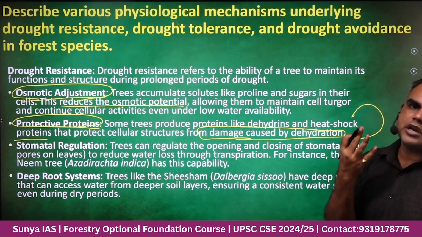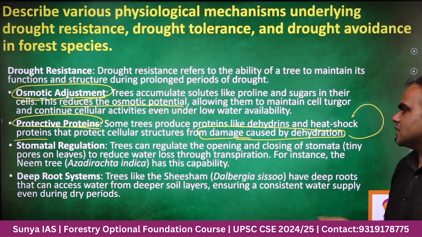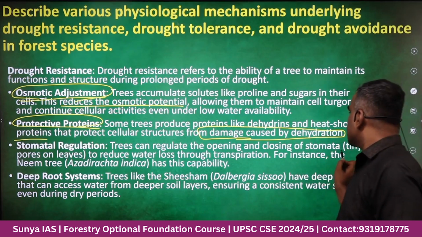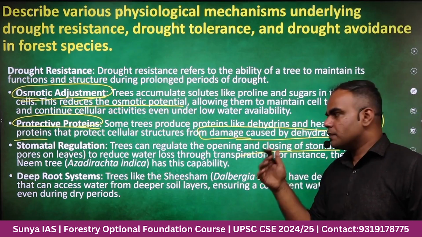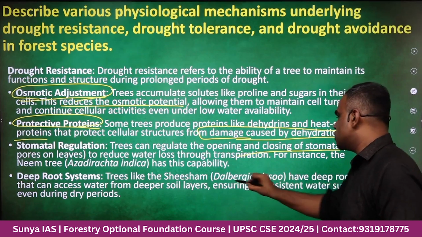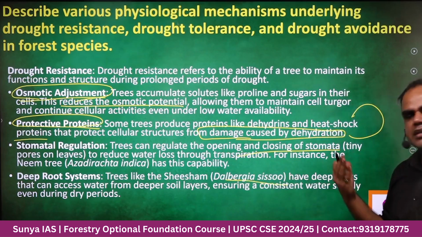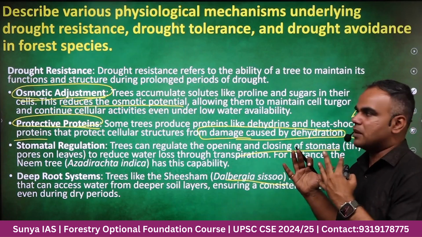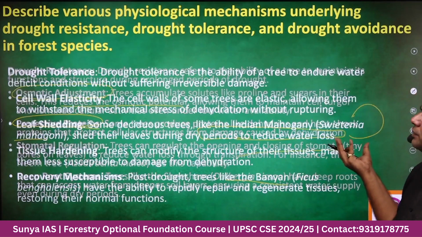And then stomata regulation has to happen. Let's say if you have Azadirachta indica, it has the ability of opening and closing the stomata at proper times. Deep root systems, let's say you have shisham, or you can think of banyan. If they have very extensive and deep roots, that is going to be very helpful. So this is going to be there.